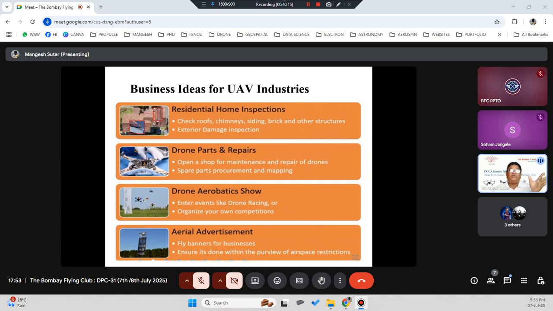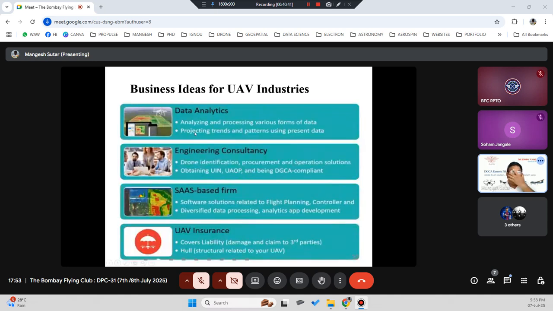That's why you see a lot of drone technician courses also getting developed and designed for people to provide repair and change services. Then there are advanced ideas, like a couple of companies have started drone aerobatic shows or aerial advertisement. Even night shows are being organized by drones using swarm technology and all that. And advanced usage of UAVs like data analytics, engineering consultancy, SaaS-based firms, or UAV insurance also.